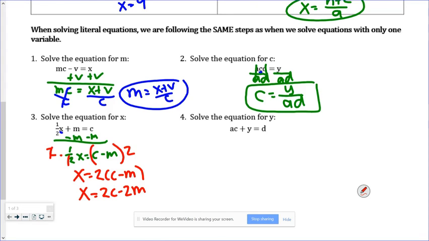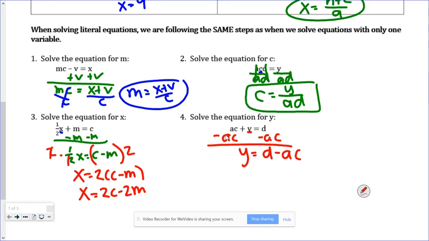All right, last one here. We're solving for y. I underline y. Okay, so I need to move ac over. a and c are multiplied together right now, but they're being added to y. So the opposite of this positive ac is minus ac. So minus ac, minus ac. So then I'm left with y equals the letter d minus ac, and then I'm done. I solved for y, and y is by itself.